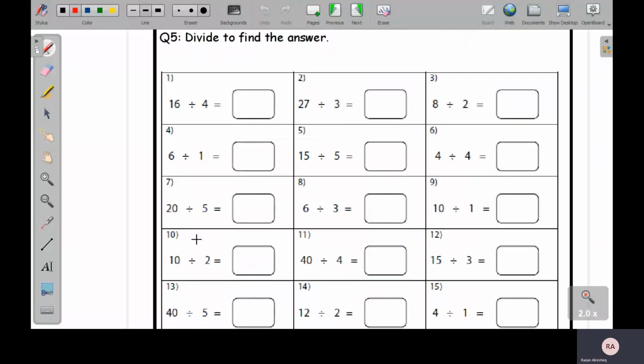Now, here I have division facts. Just like multiplication facts, we can use them. Remember, we used addition for multiplication facts. Here we can use multiplication to help us solve our division facts.